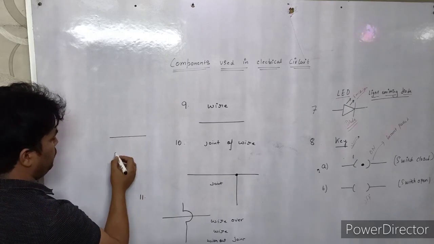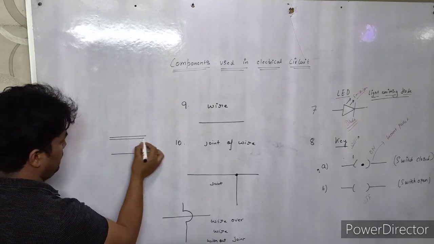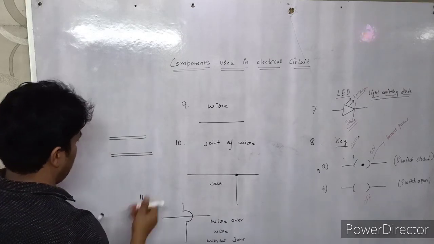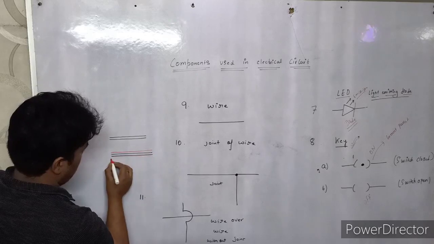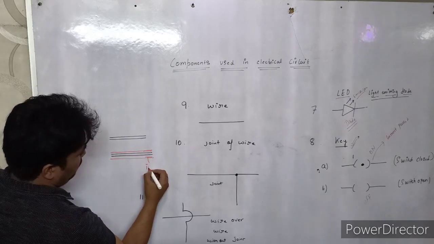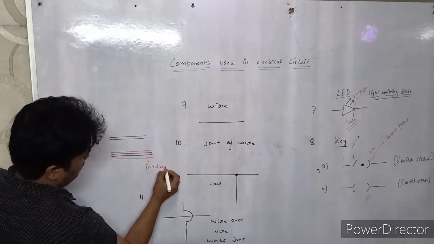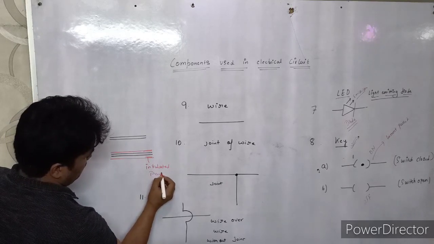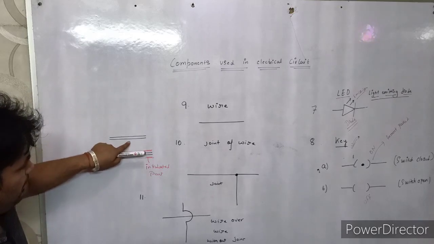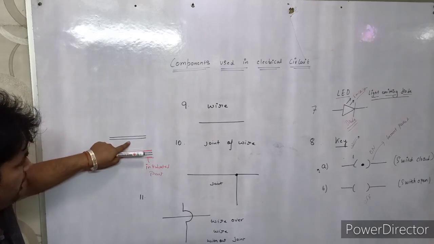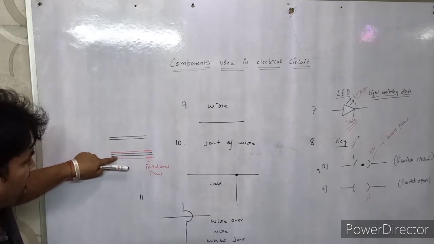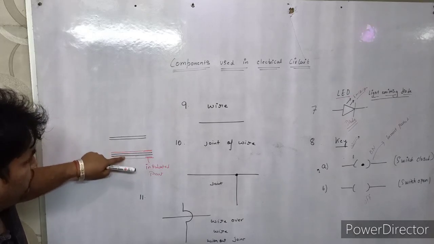So wire is of two types. One is like this and one is like this. I am representing these two wires like this. This red part indicates the insulated part, and this is non-insulated. So a wire is sometimes insulated, sometimes non-insulated. This is just the conducting part. This is the insulated part, of plastic or rubber or whatever. These are the two types of wires.